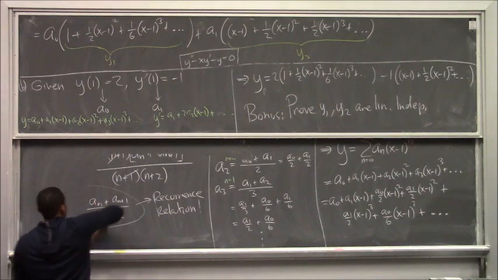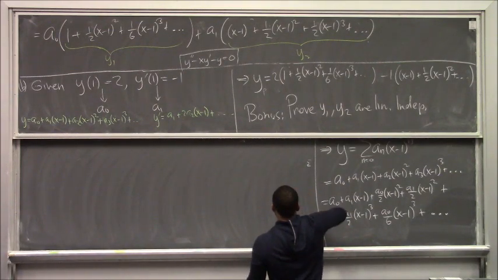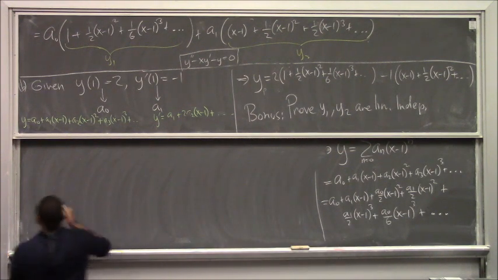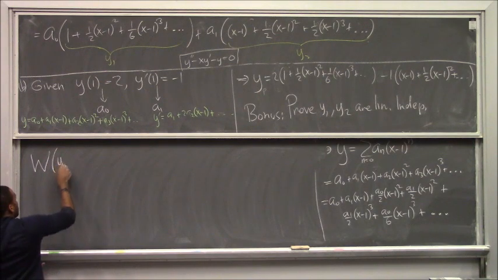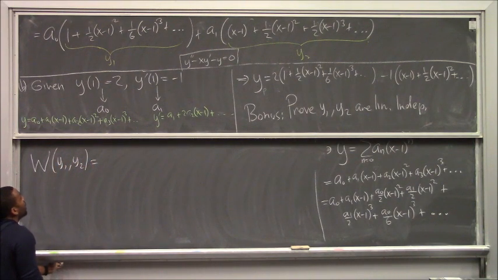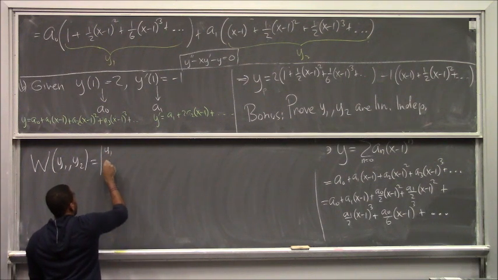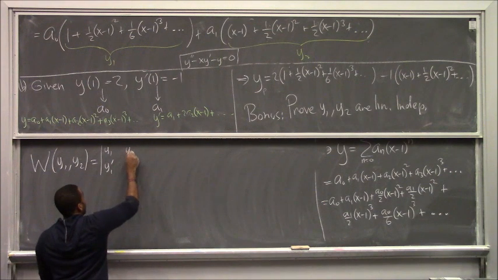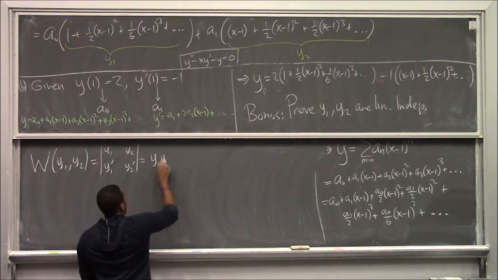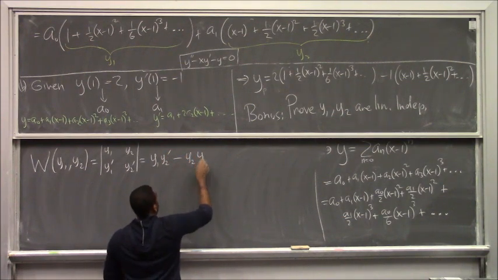What is the Wronskian? You have to differentiate the series term by term. So if you look at the Wronskian of y1, y2, what does that look like? The determinant of y1, y2, y1 prime, y2 prime. So that's going to be y1 y2 prime minus y2 y1 prime.